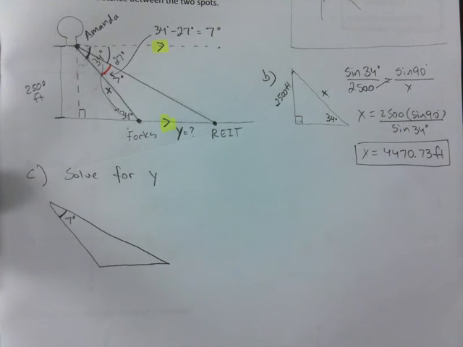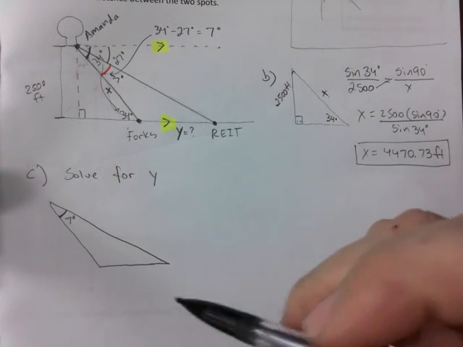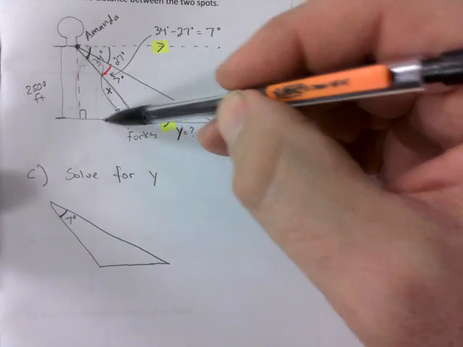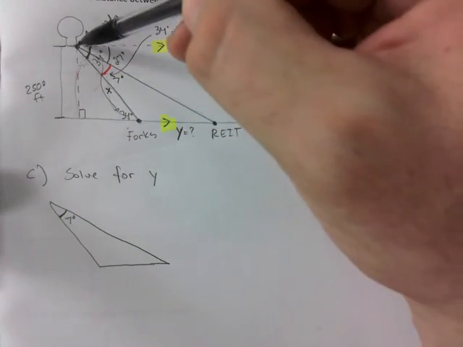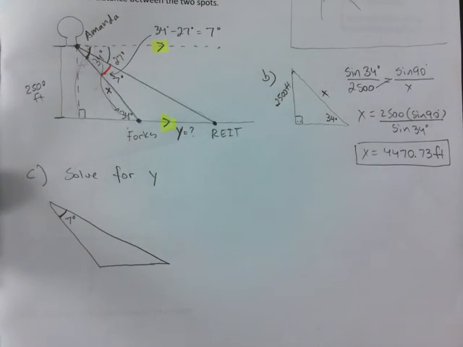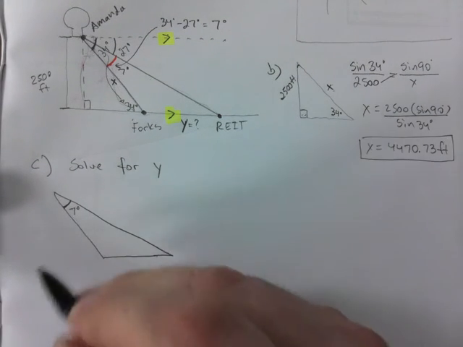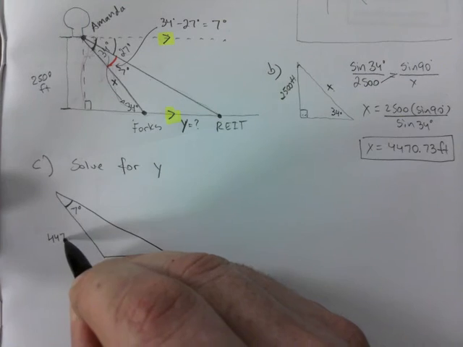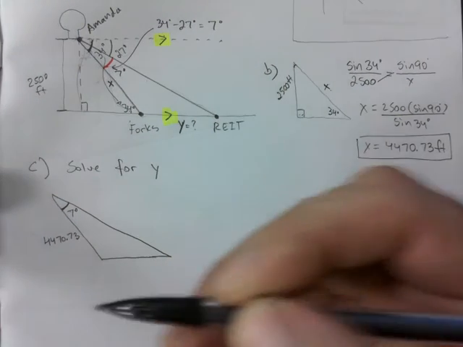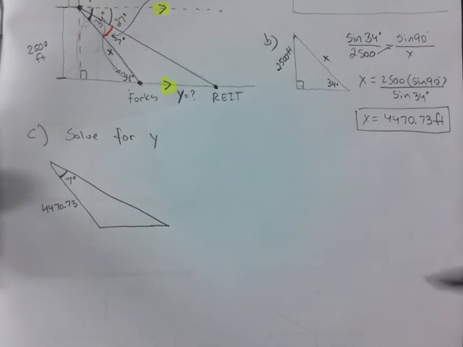Jeremy, did you have a question? I have a feeling some of you see this right triangle here. And yes, you are right. It is a right triangle. I found this here, which I know is 4,470.73. I really like a diagram before I start solving.